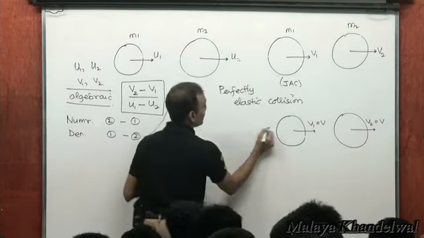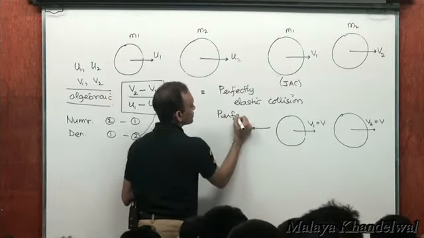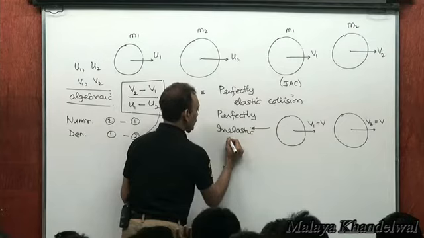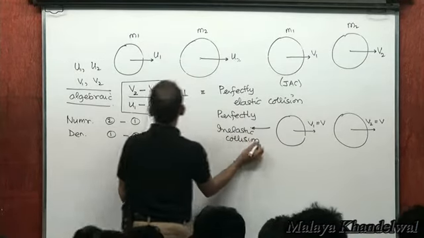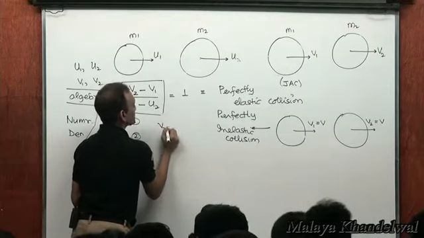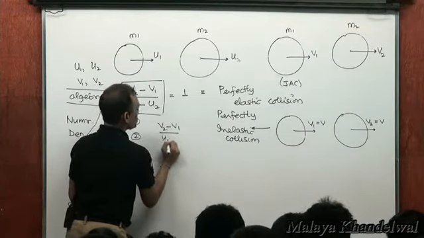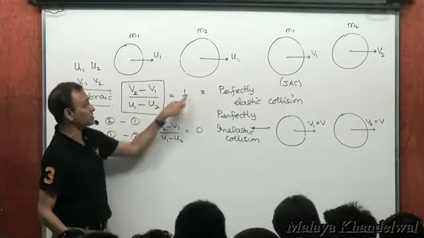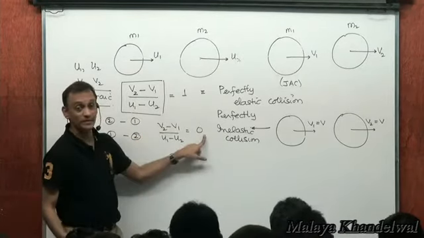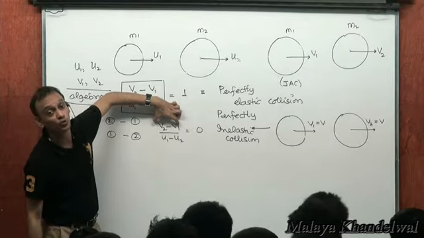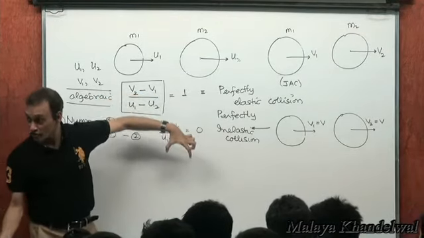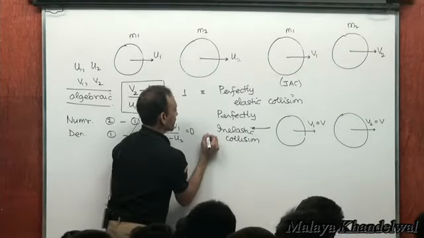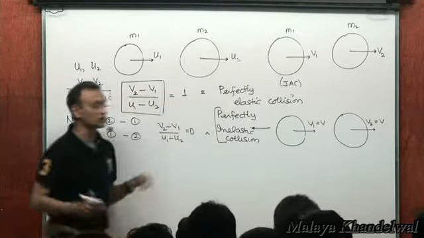So, in a perfectly inelastic collision such as this, the expression (v2 minus v1) by (u1 minus u2) becomes 0. In a perfectly elastic collision, this expression is 1. In a perfectly inelastic collision, it will be 0 because the relative velocity of separation is 0. They move together, so there is no relative velocity of separation. So this is 0. That's a perfectly inelastic collision.